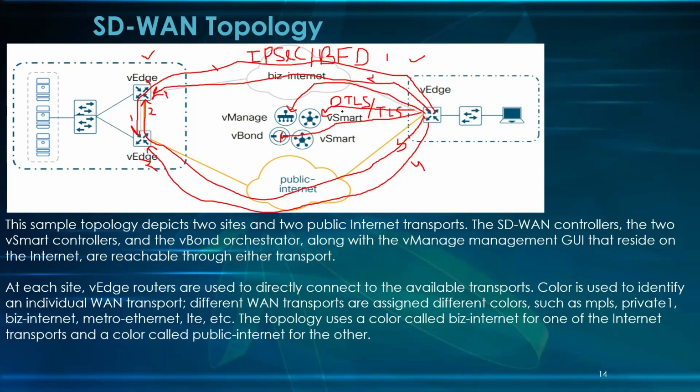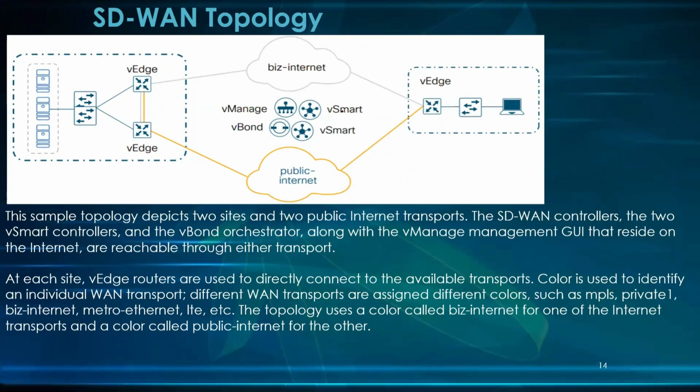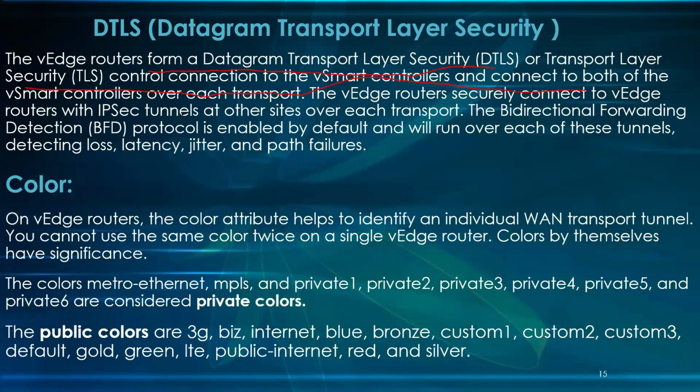Clear? Any question, Vishnu? Clear. So vEdge to the controller, the control connection, the type of protocol it uses is DTLS, and vEdge to vEdge is the IPsec tunnel with BFD. So that's what we talk about here: the vEdge router securely connects to the vEdge router at the other side with the IPsec tunnel over each transport.